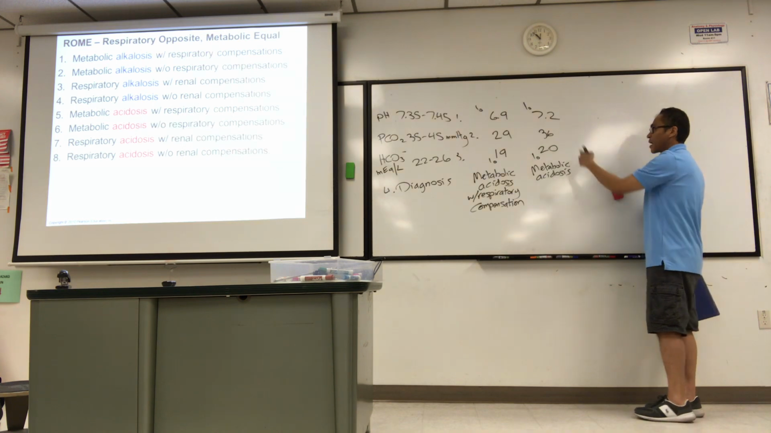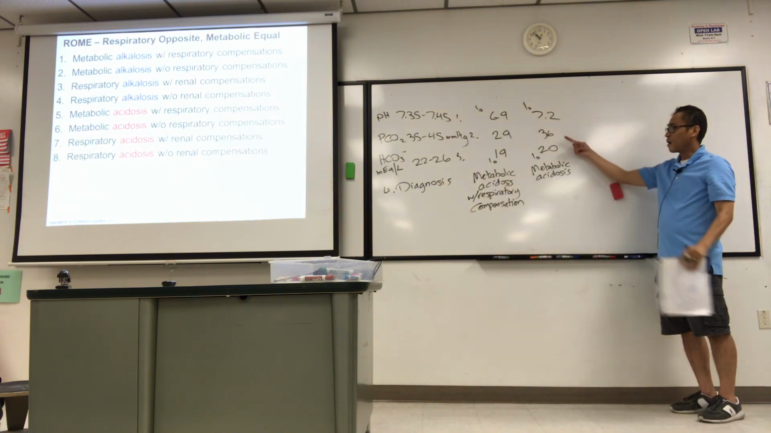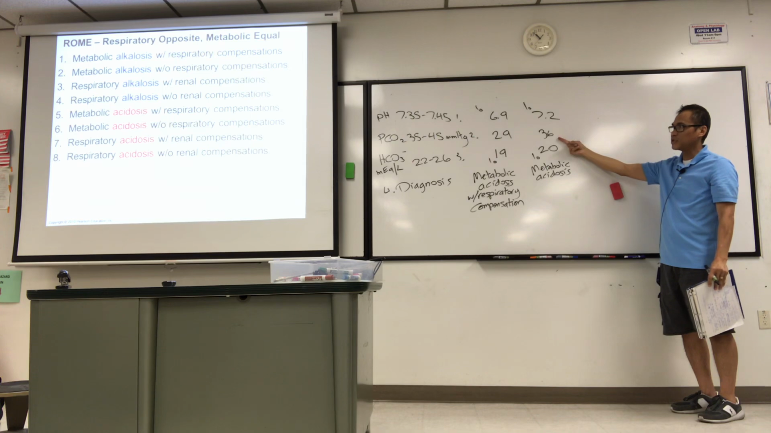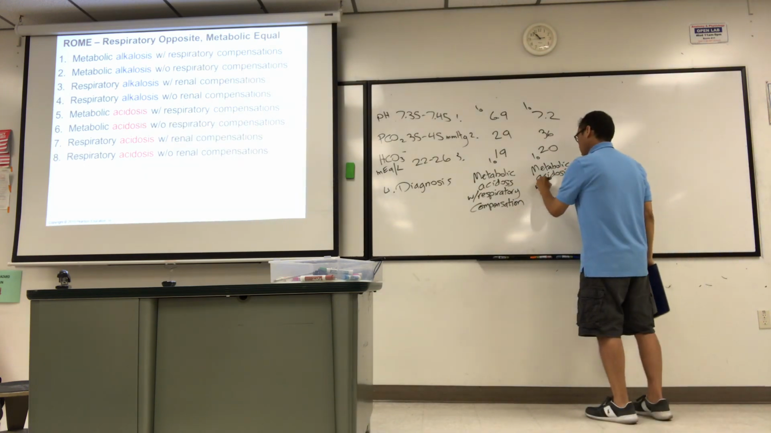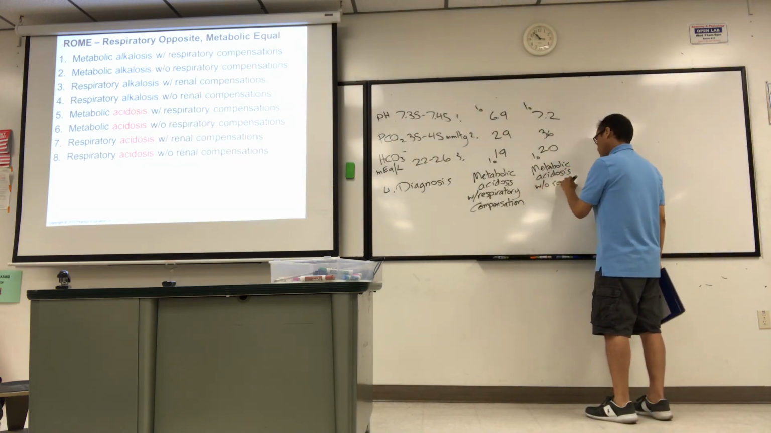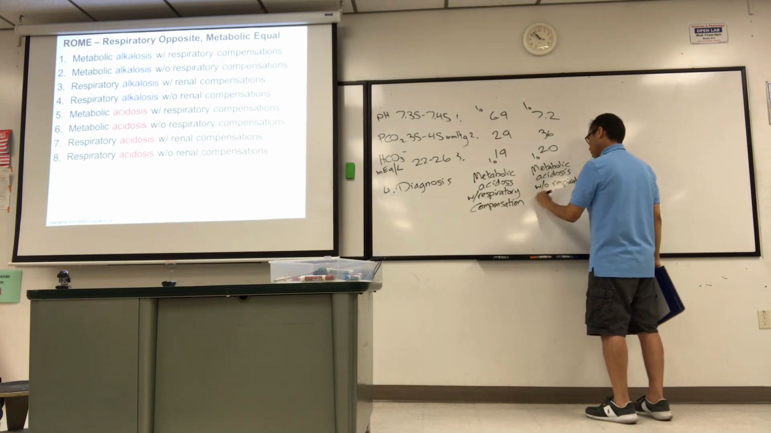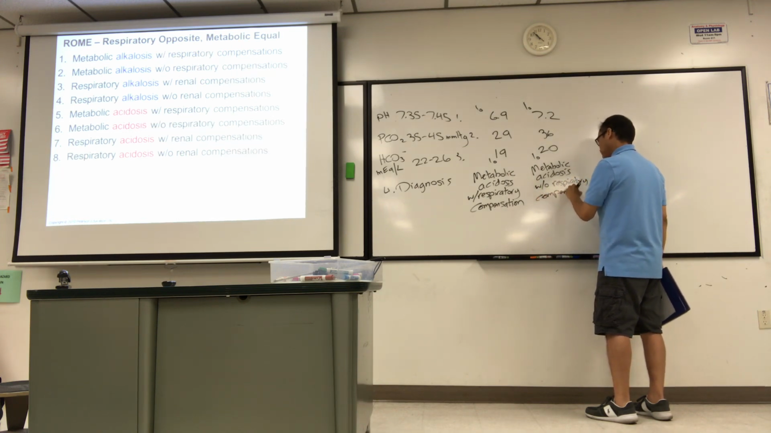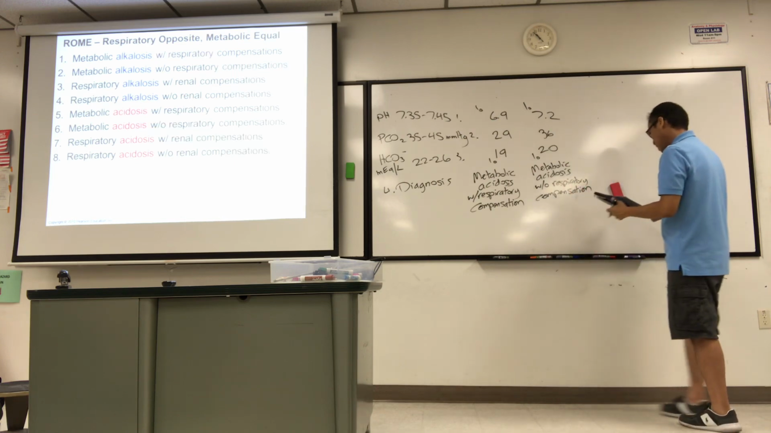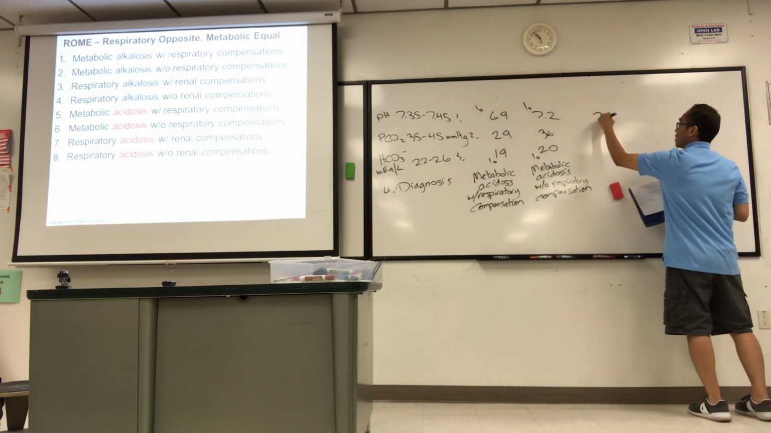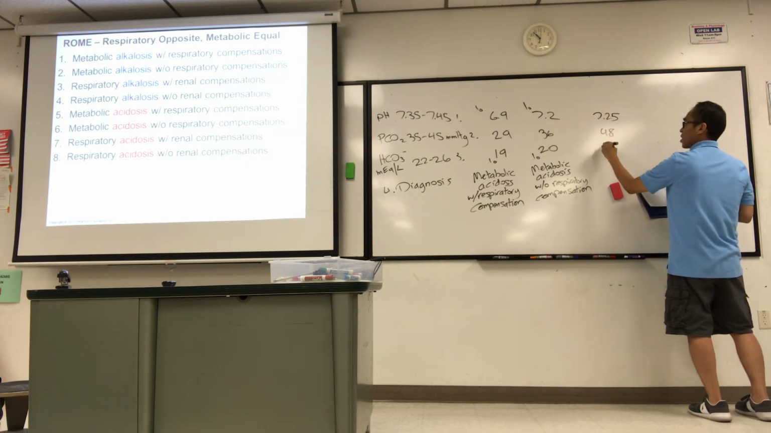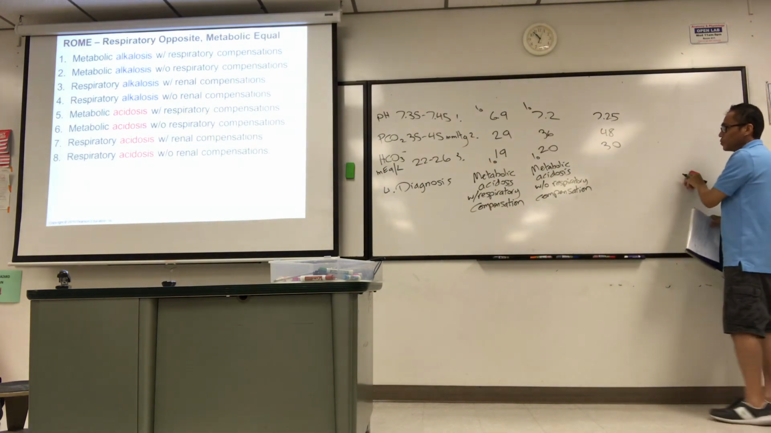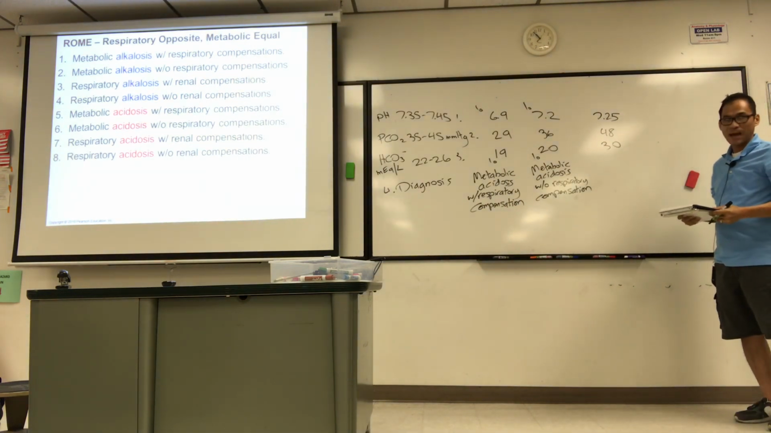So you circle back. Are the lungs compensating? If they're within the normal range, you say no, they're not compensating. So you just say without respiratory compensation. Okay, next one: 7.25, 48, 30. I'll let you do this one with your neighbor. I'll check back in a minute.